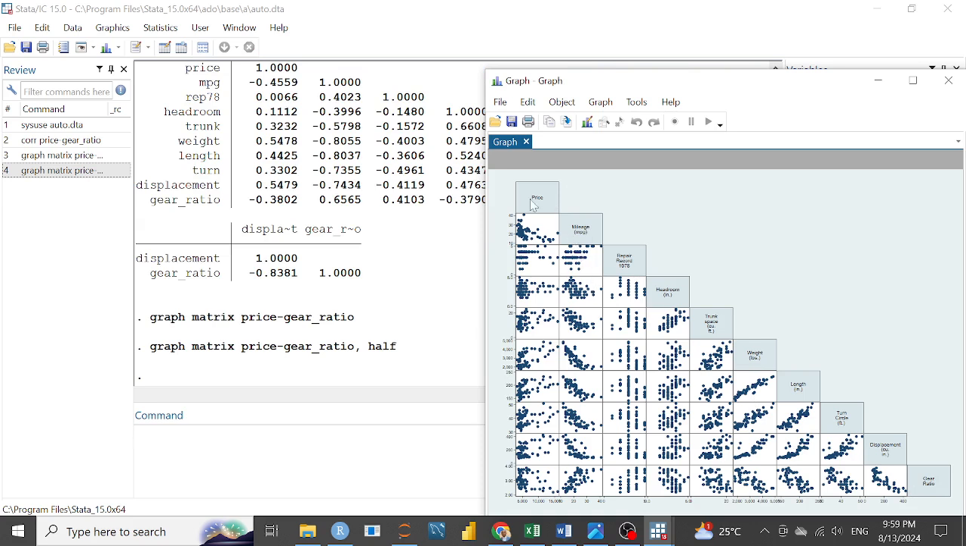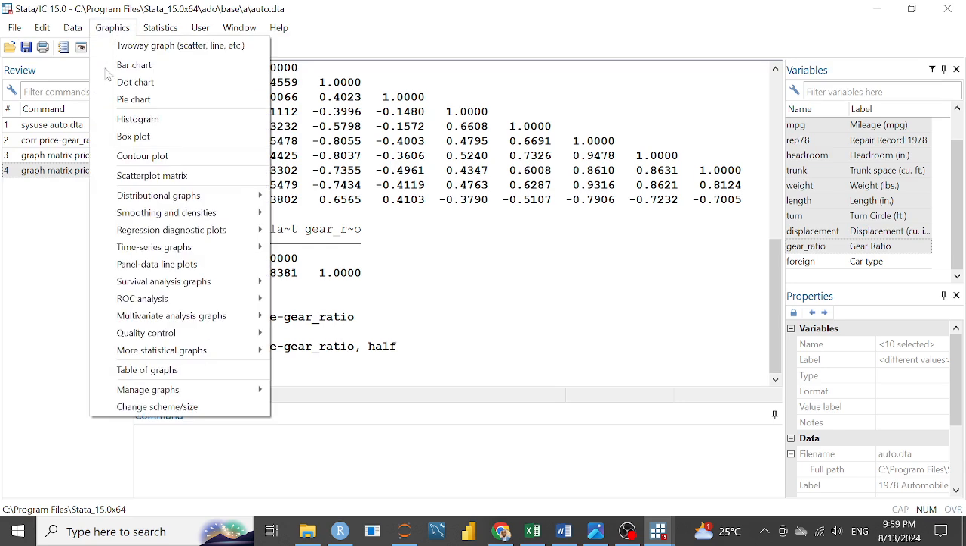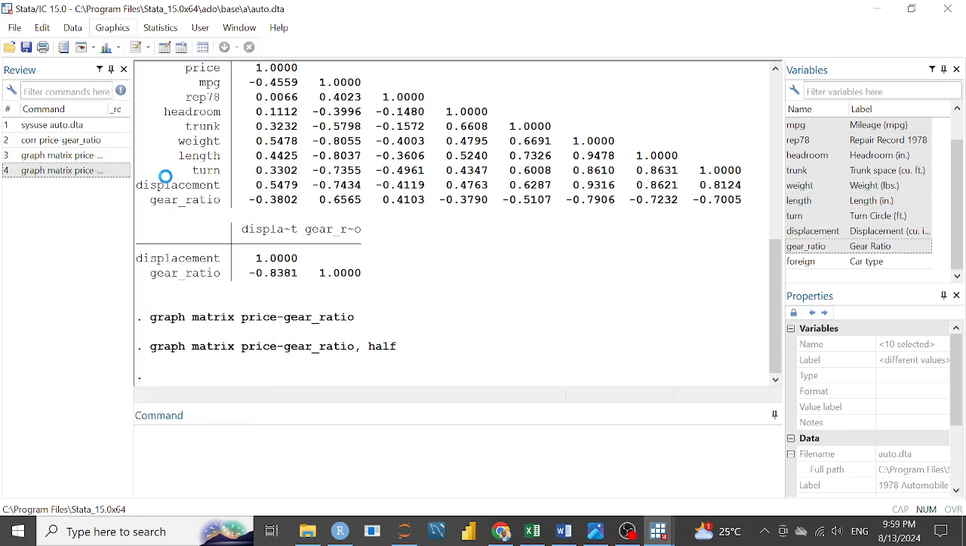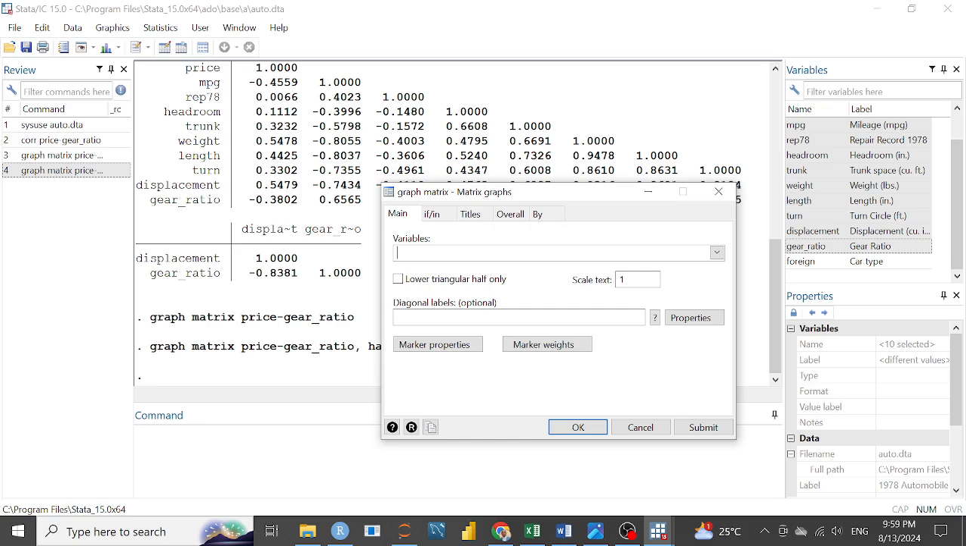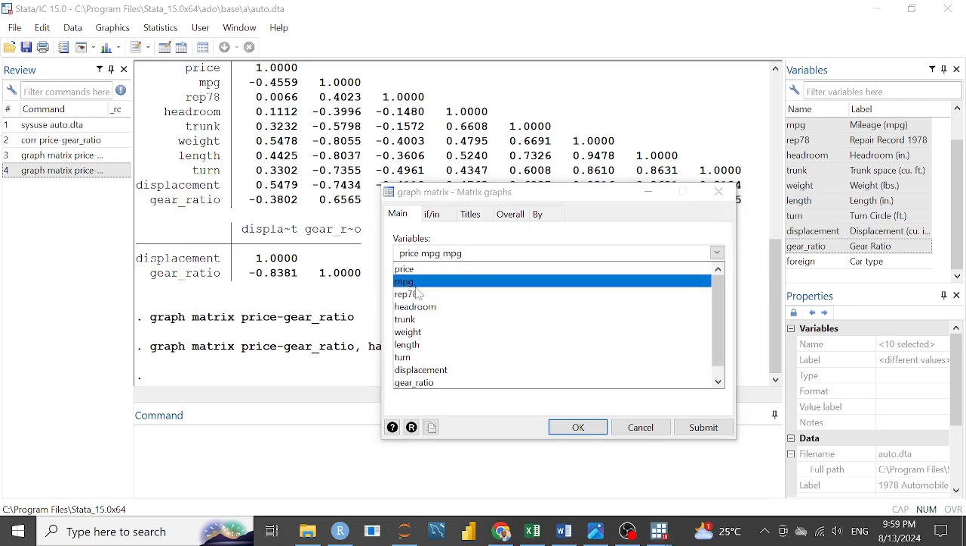You can see, if I want to check that of price and mileage, it is here. If I want to check price and repair record, it is here. So this is where they meet. This is it. Then if you don't know the code, just go to the Graphics menu. See, this is scatter matrix. Click on it. Then you have a dialog box here. Pick the variables you want, your variables of interest. I'm already picking them.